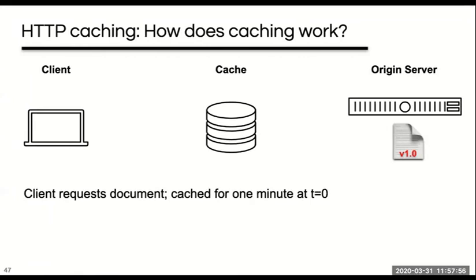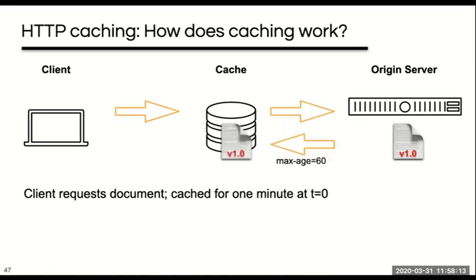At T0, a client is requesting a document which has a 1-minute TTL. So the client makes the request, and it's intercepted by the cache, and the cache doesn't have the document, so it sends it to what we'll call the origin server. The origin server sends the document back to the cache, giving it the TTL using the cache control max age header, and then the cache returns it to the client, and there you go.